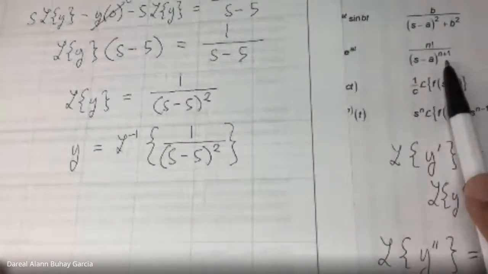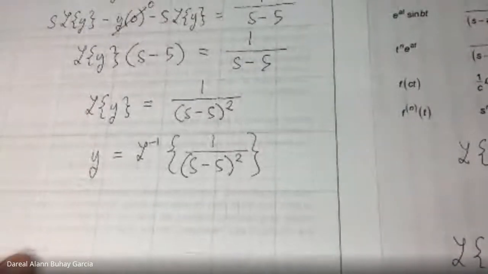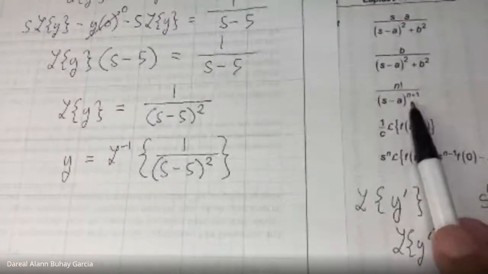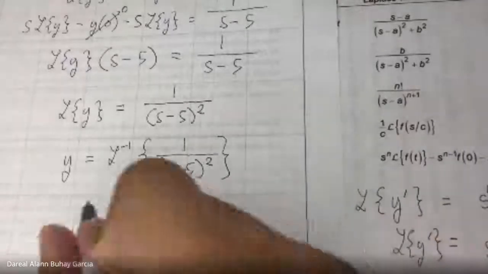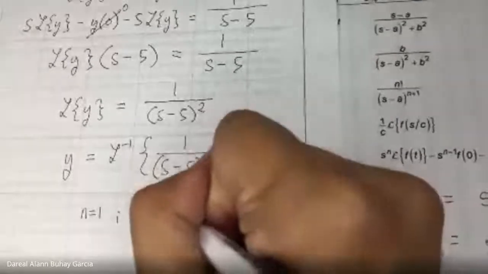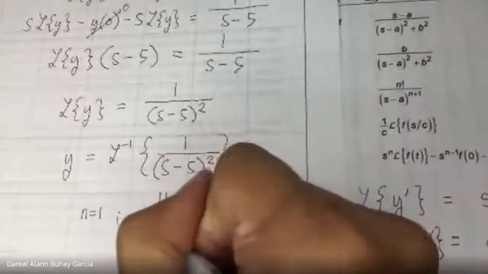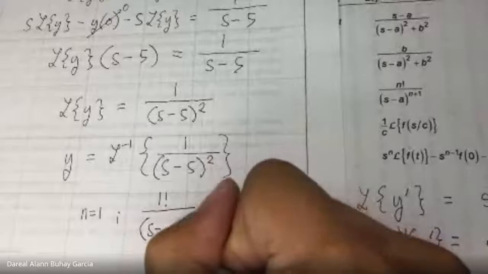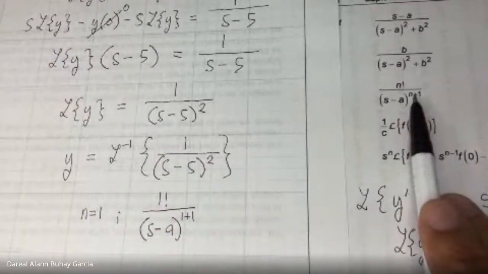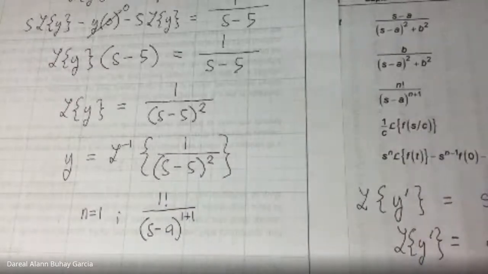In this case, what is our n? N is 1, right? Compare: where our n is equal to 1, this is 1 factorial over s minus a to the power of 1 plus 1.